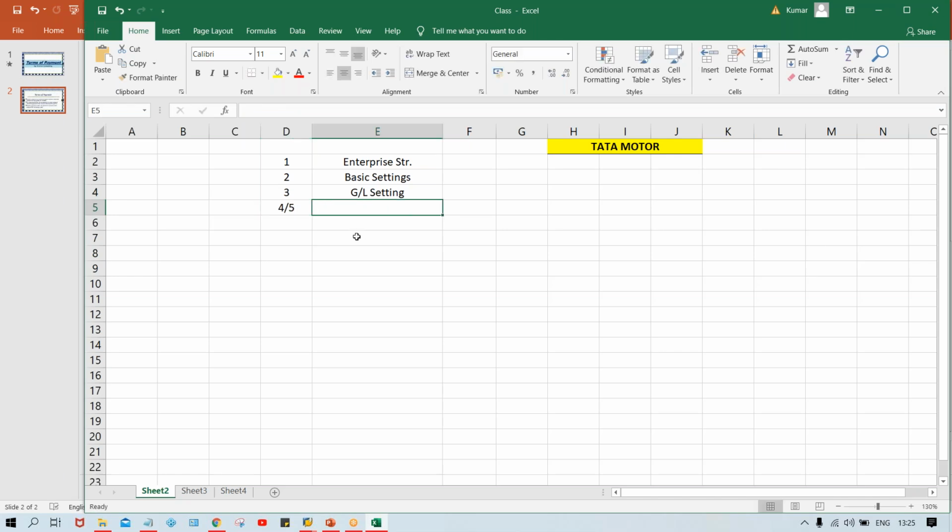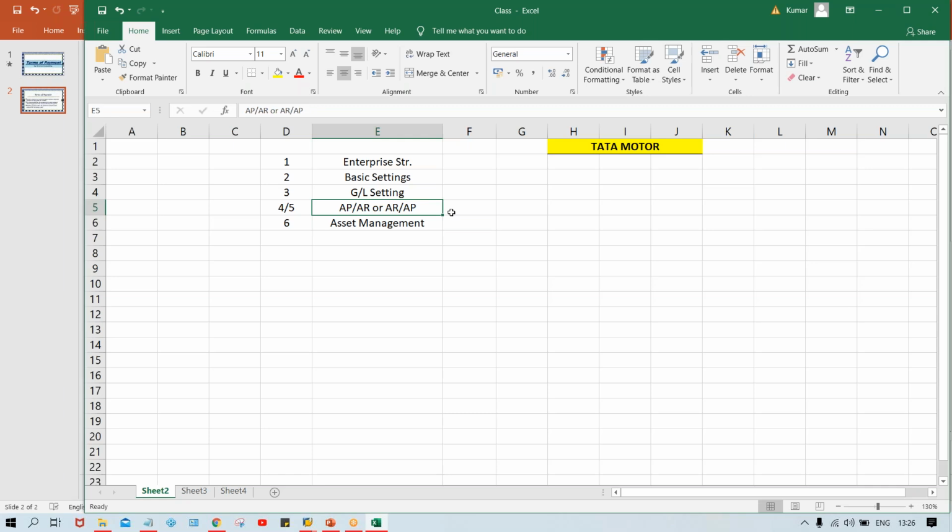You have a choice whether you are going to keep AP or AR first. It depends upon you. Fourth number AP and then fifth number AR, or else fourth number AR and then AP. And then you go for sixth, asset management, also called asset accounting. So this is the sequence, guys. This is the best sequence to practice.